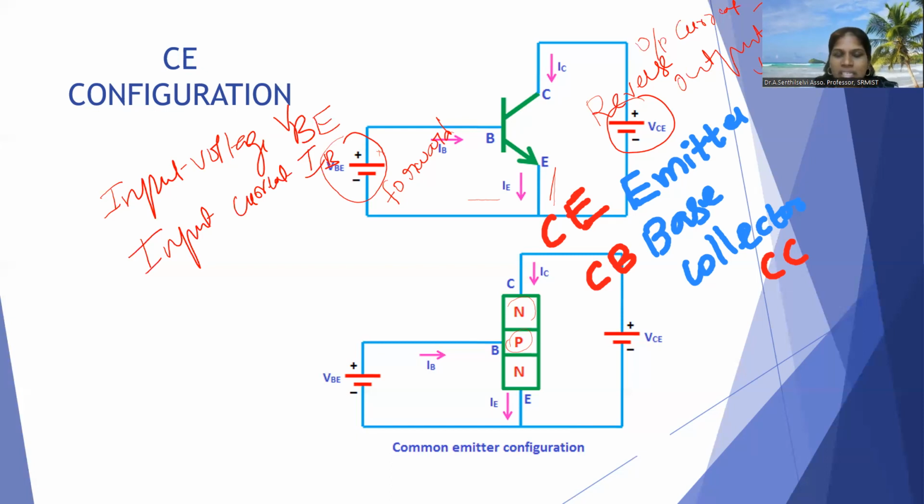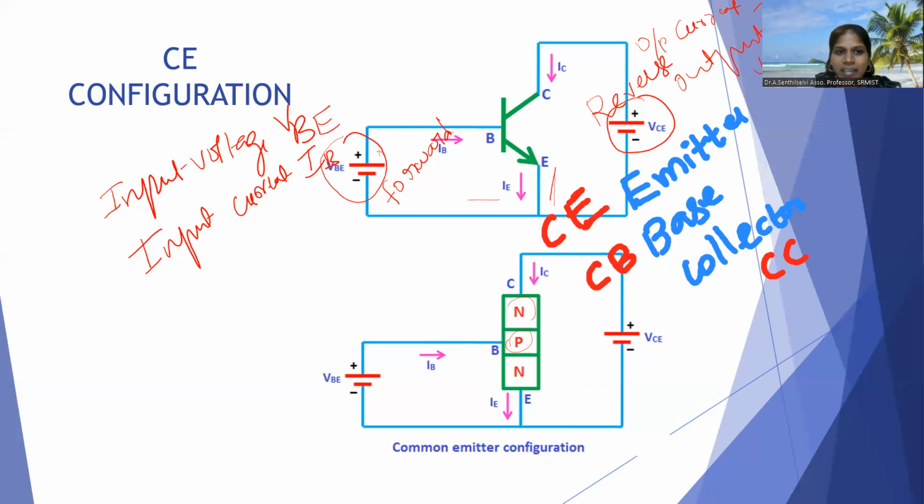While discussing the configuration, we should discuss the characteristics. What are characteristics? The pictorial representation of the voltage and current relationship is called the characteristics. If you draw the input voltage and input current relationship, that is called input characteristics. If you draw a graph between output voltage and output current, that is called output characteristics. Okay, now we will see one by one.